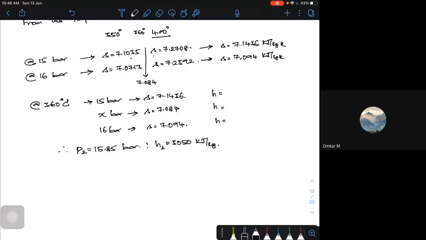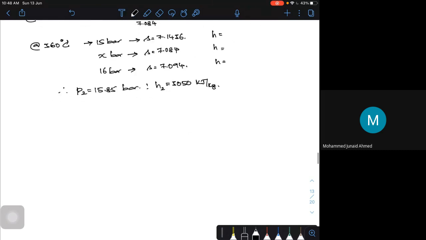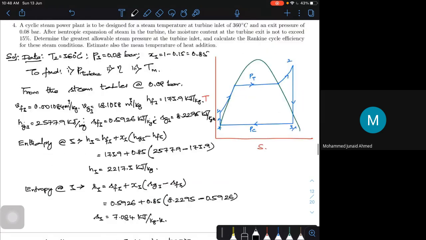Okay. Now, is that fine? Any doubts in getting the pressure and the enthalpy? No, sir. Okay, fine, and proceed. I have given the values. Now, what is your H4? H4 is equal to HF at 0.08 bar, which is 173.9.